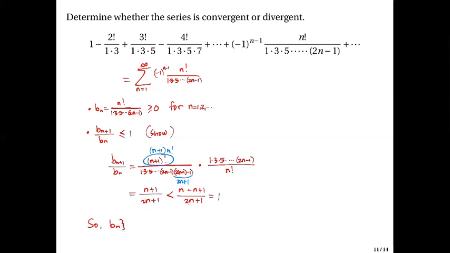Bn, this one is decreasing. So AST applies. And the last thing to check is the limit. Is the limit of Bn equal to 0?